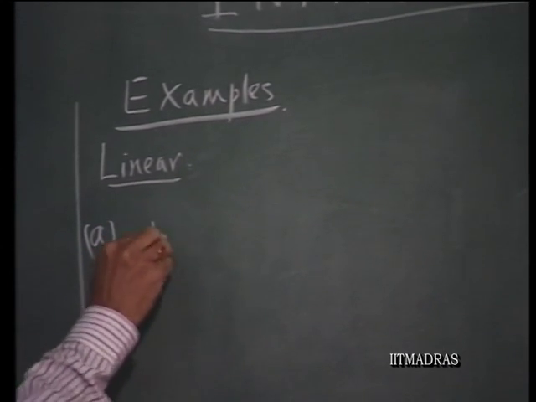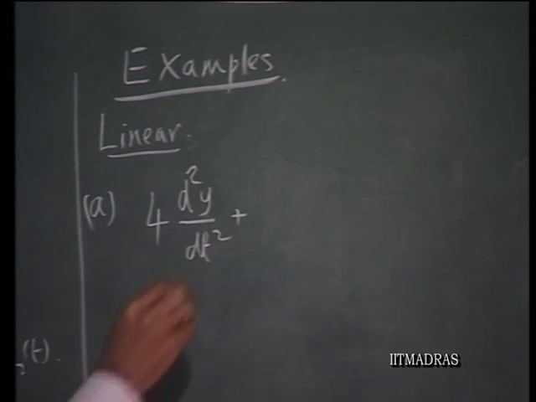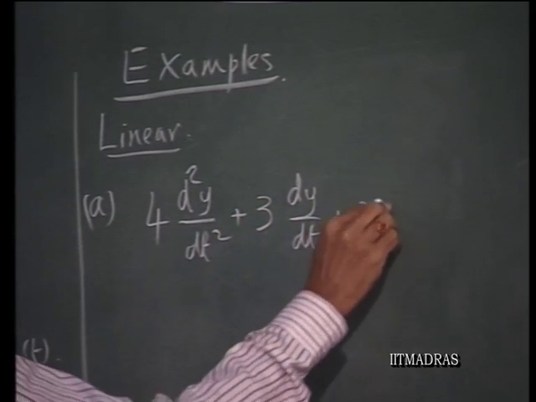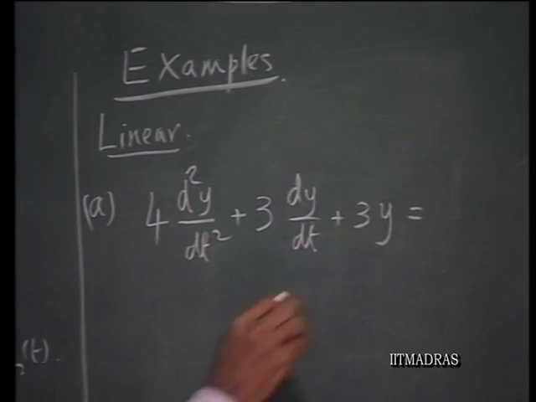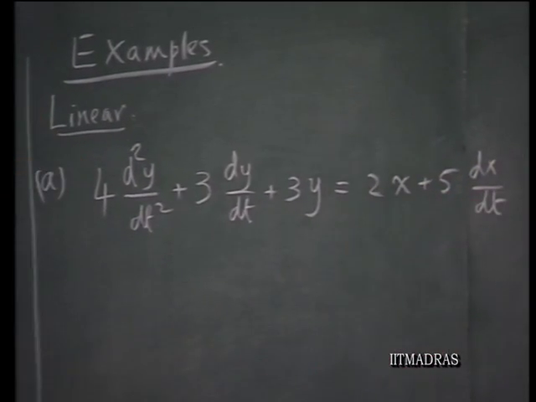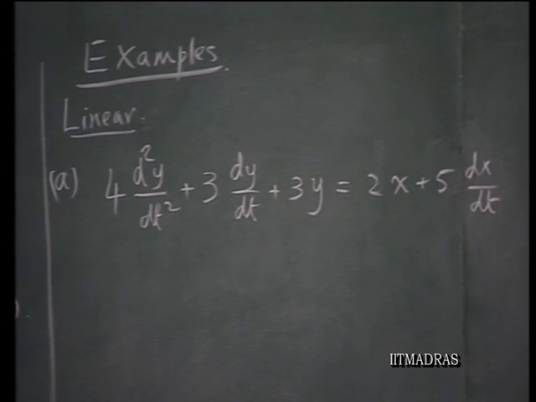A: 4 d squared y dt squared plus 3 dy dt plus 3y is 2x plus 5 dx by dt. So, x is the input and y is the output. All the coefficients of the derivative terms are constants. So, this is certainly a linear differential equation of order 2 with constant coefficients. Therefore, this is an example of the equation corresponding to a linear continuous time system.